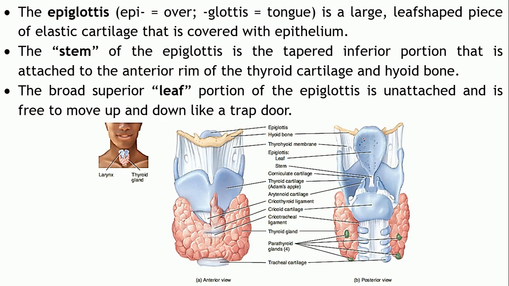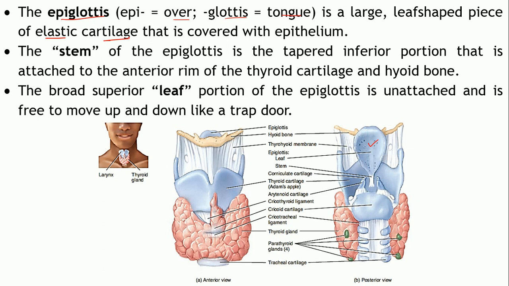Then the next cartilage which occurs singly is the epiglottis. Epi means over and glottis means tongue. So, this is a cartilage which is roughly leaf shaped, right. As you can see, it is a leaf shaped structure and it comprises elastic cartilage.